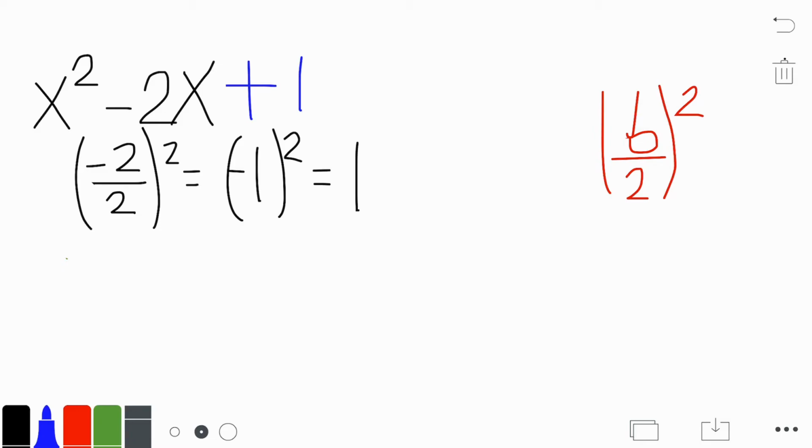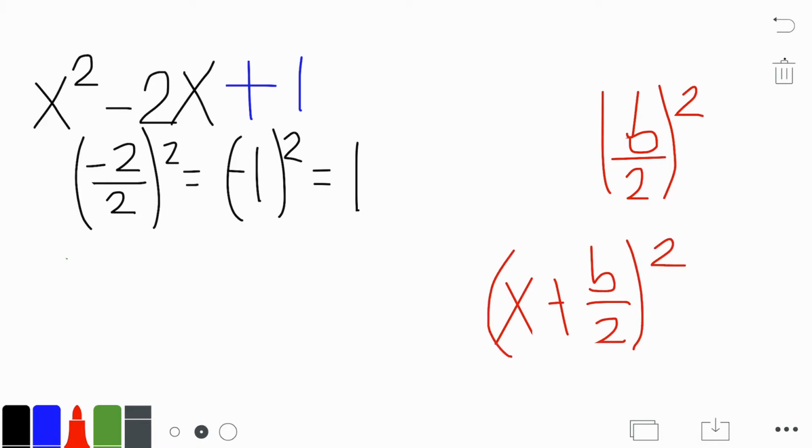So our next step now is to produce a binomial squared. In order to do that, let's remember that you want it to be in the form of x plus b over 2 quantity squared. Now, of course, it's a binomial. It doesn't necessarily mean that it needs to be an addition operation in between here. It might be subtraction.